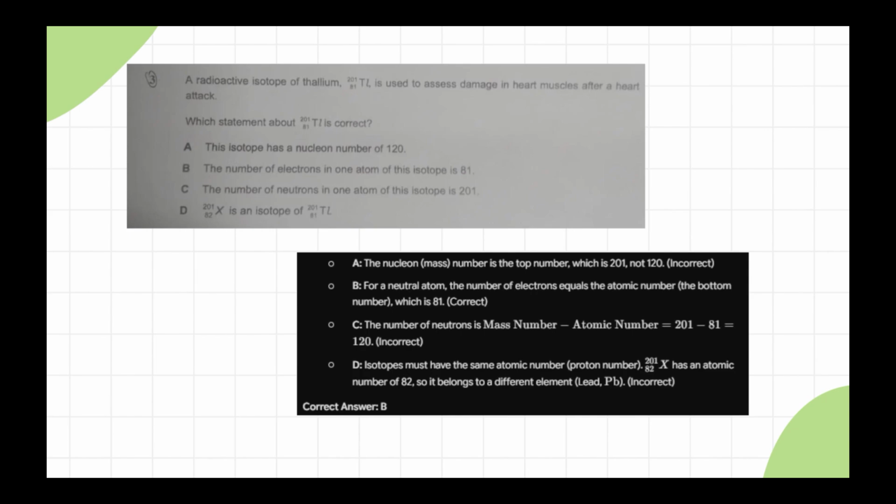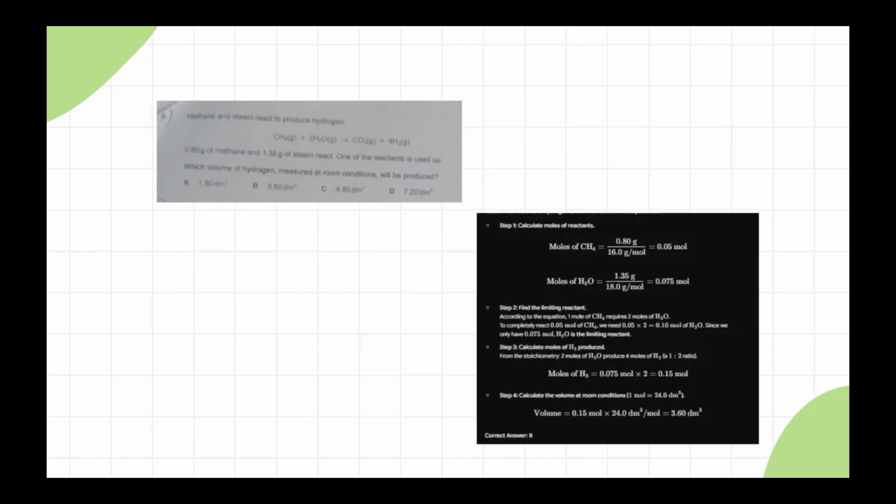The second, B: for a neutral atom, the number of electrons in one atom of this isotope is 81. For a neutral atom, the number of electrons equals the atomic number, the bottom number, which is 81, and it's correct. So the correct answer is B, and the rest are wrong.